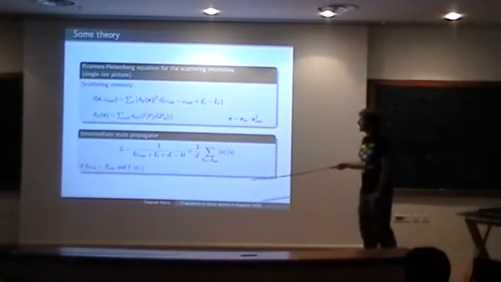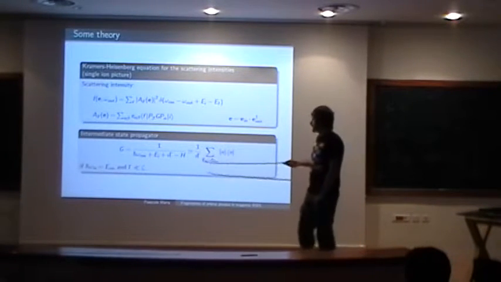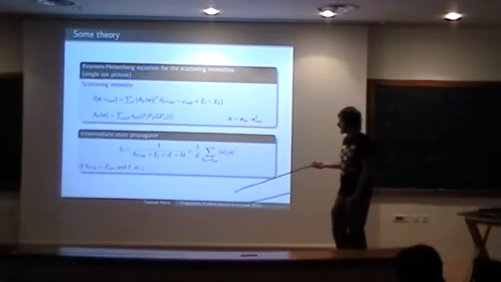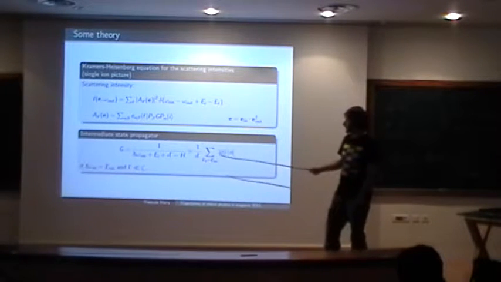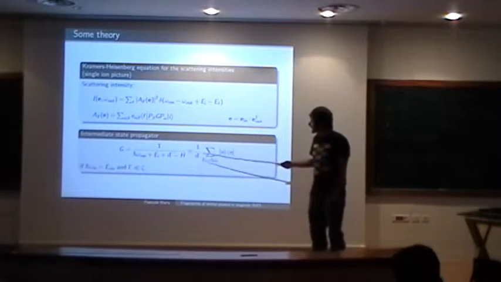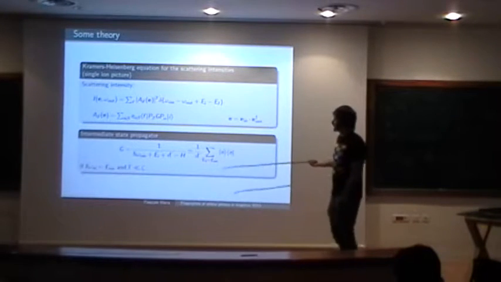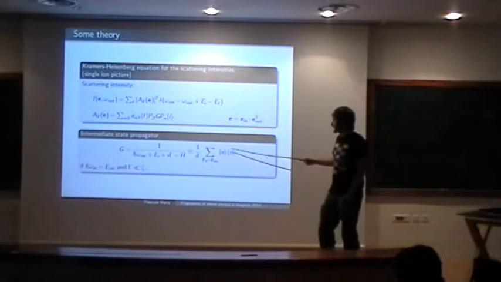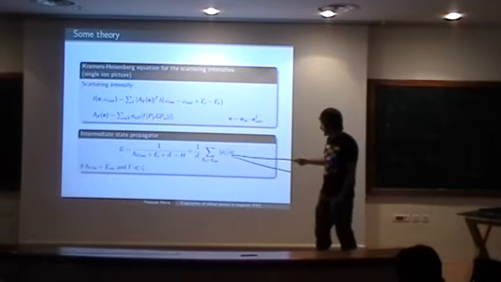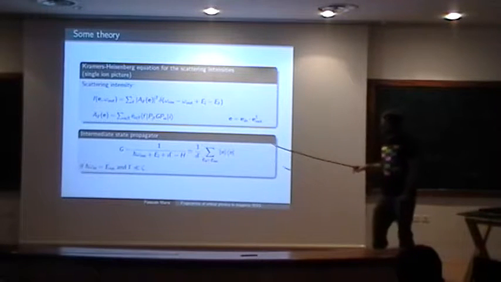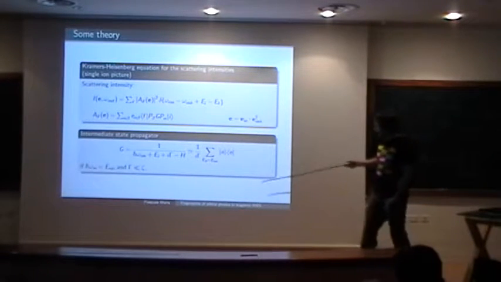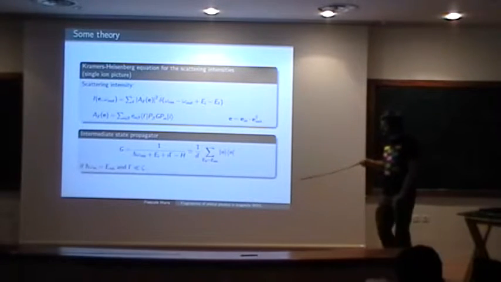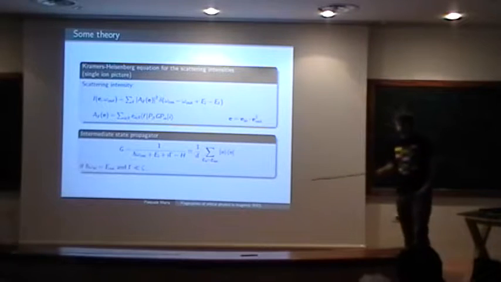And this is the intermediate state propagator. If we consider that the incoming photon energy is tuned to a resonant edge, so an absorption edge, and if the spin-orbit coupling is large enough with respect to the core hole lifetime, we can write this propagator in a simple way as a function of the intermediate state eigenstates related to the core hole excited system.